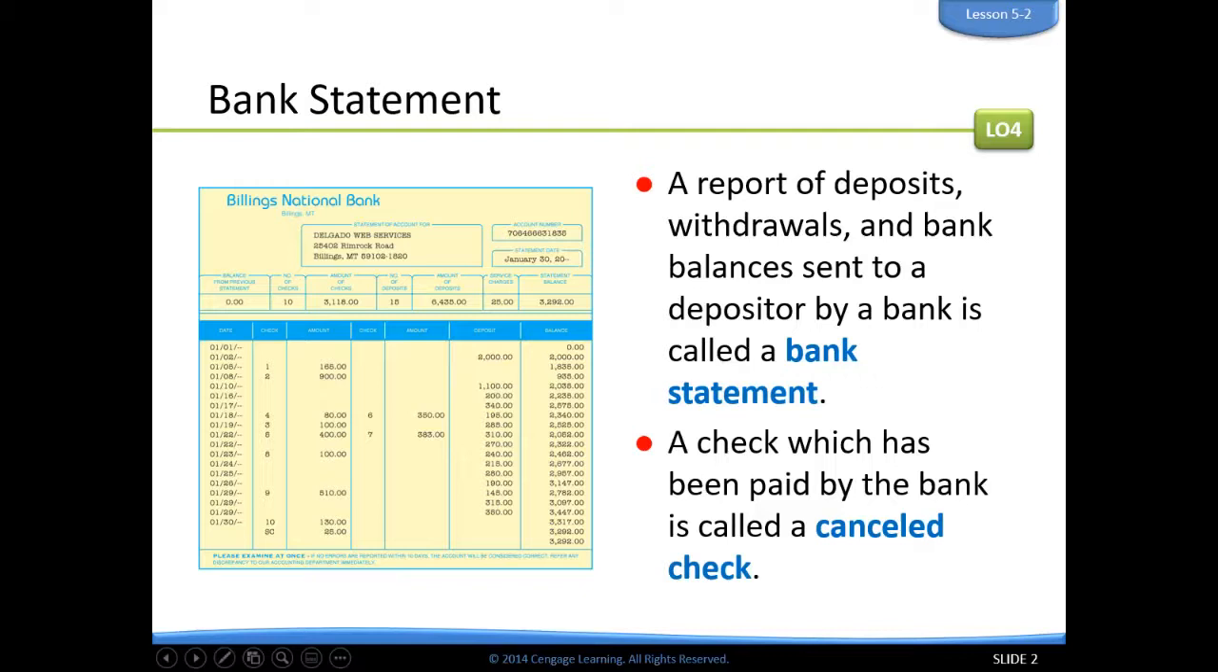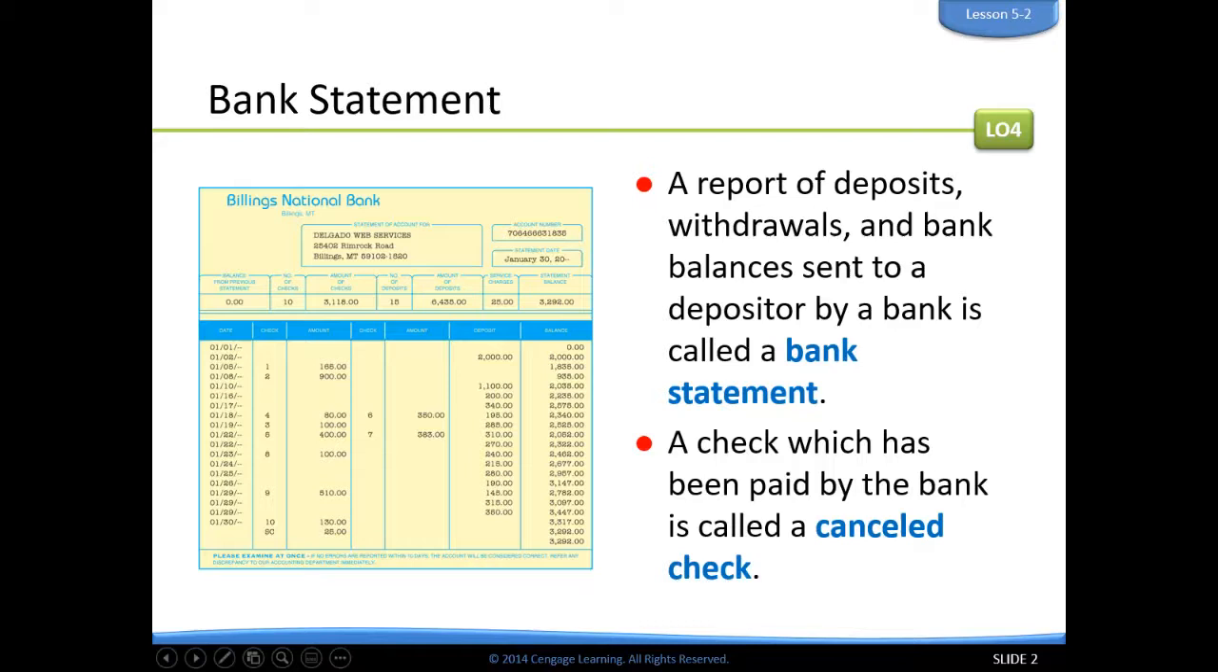And then it'll list things individually. So here it's listing the deposit. This deposit was made on the 2nd. There was a check on the 5th, a check on the 8th, a deposit on the 10th, a deposit on the 16th. And every bank statement will look a little bit different. You just have to get to know your bank's format and be familiar with it.